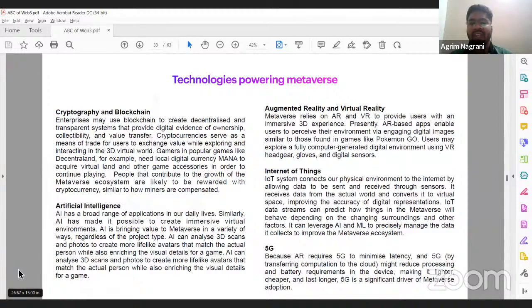Then, the technologies which are empowering the metaverse involve cryptography, blockchain, and AR and VR, which are definitely being used in the metaverse. Internet of Things also plays a major role because the headsets being used are directly connected to the internet for accessing these metaverses. 5G technology is also required because a fast internet connection will be necessary, as these are being created on high-level 3D graphic versions involving augmented reality for an immersive 3D experience. A high-speed, minimized-latency internet connection is required.